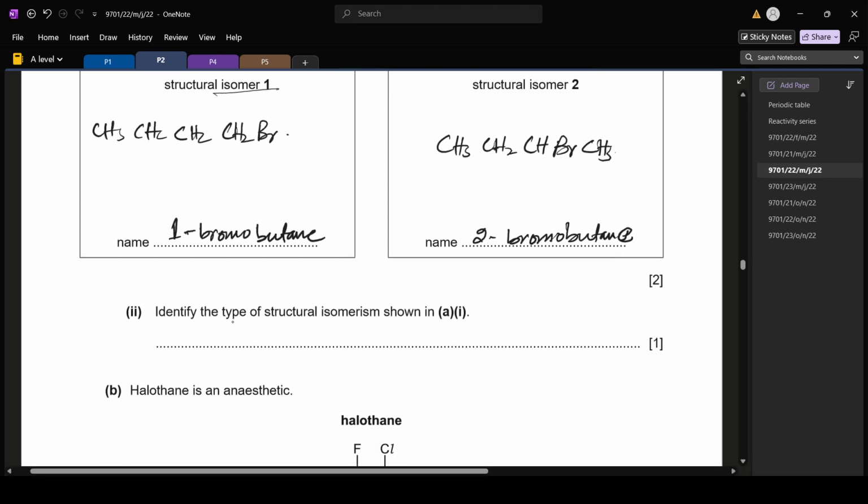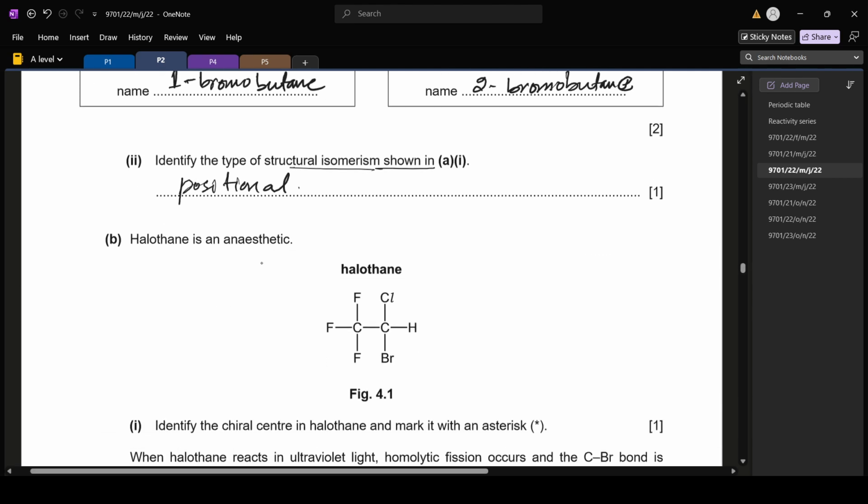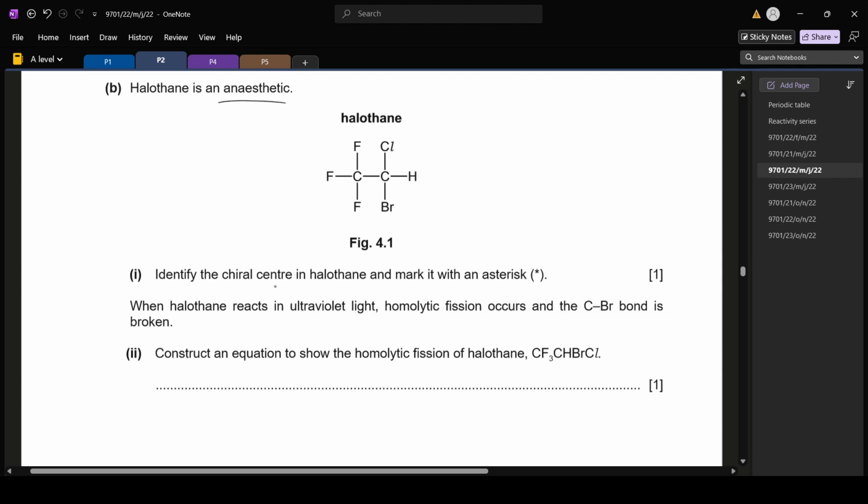Identify the type of structural isomer shown. So this is the positional isomer. Halothane is an anesthetic. Identify the chiral center in halothane and mark it with an asterisk. The chiral center is the carbon atom which is attached to 4 different groups. If you see here, this carbon is attached to 4 different groups, so we will put an asterisk over here.